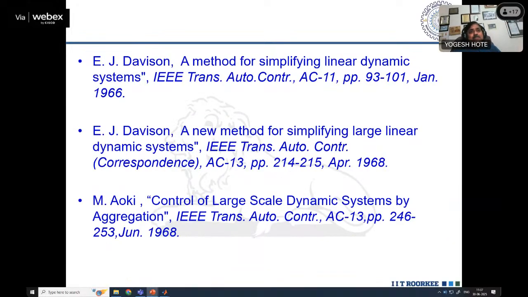Now these are some of the papers on model reduction. The concept of model reduction started around 1966. You can see A.G. Davison, Method for Simplifying Linear Dynamic System, in 1968 and 1960. So the theory of model reduction started in '66, and the theory of state space and advanced control also started around that time, in the 1960s.